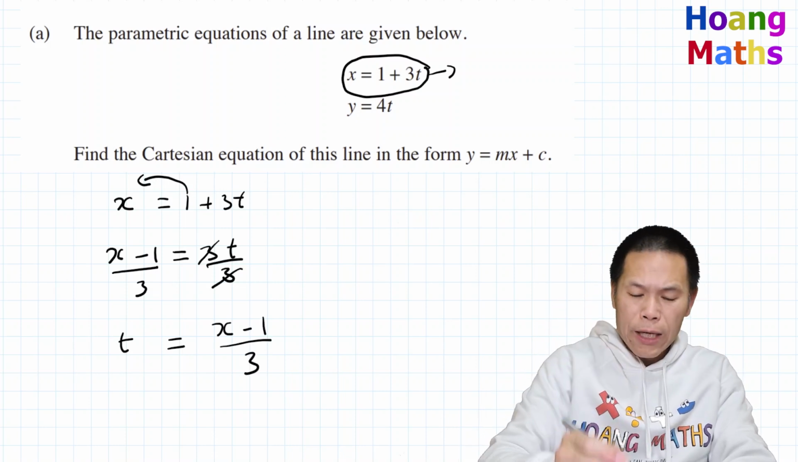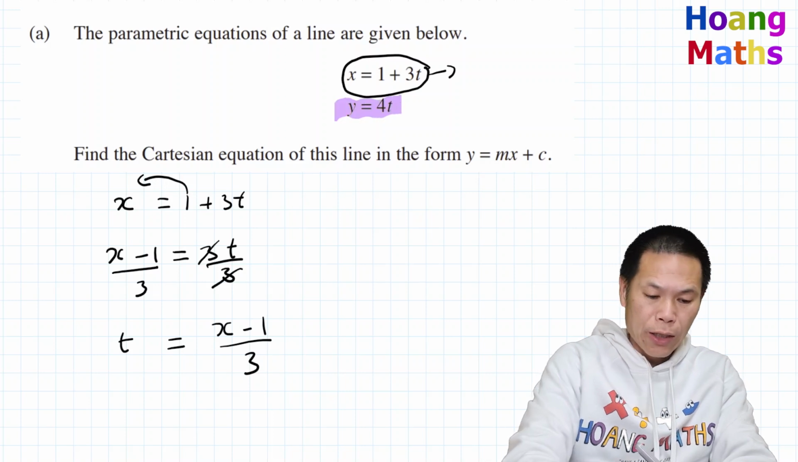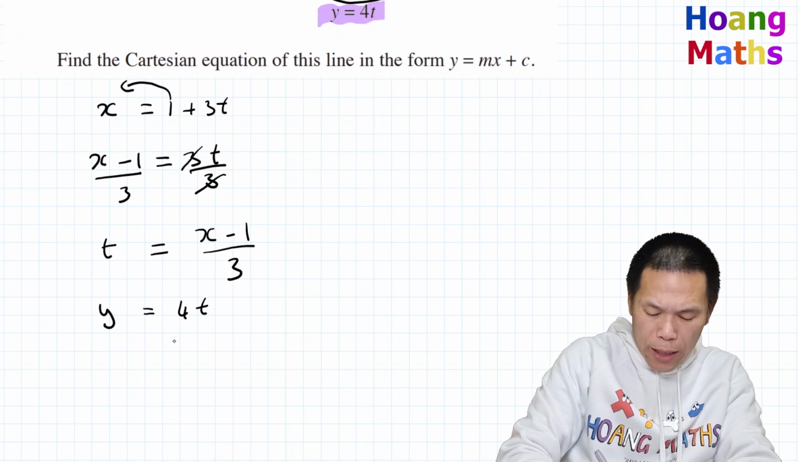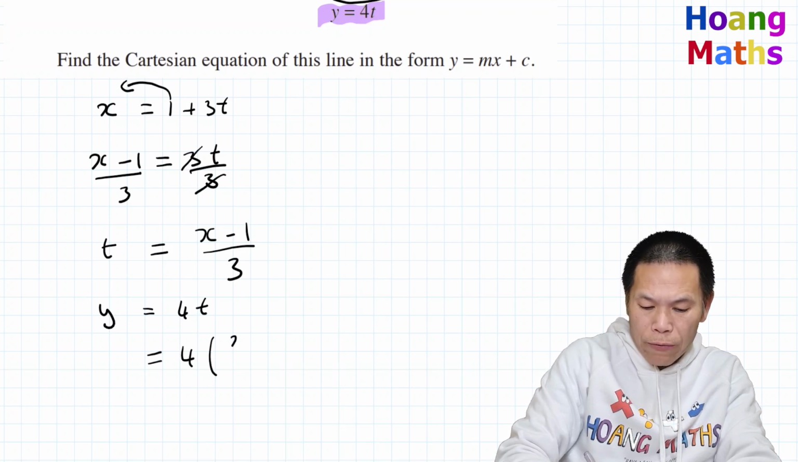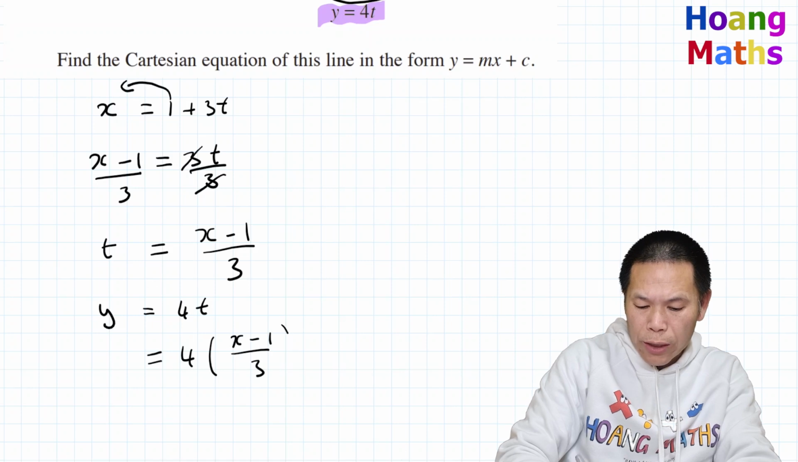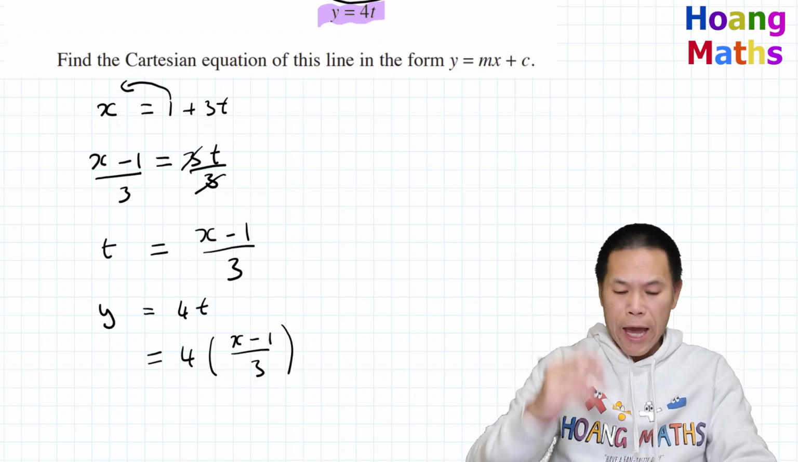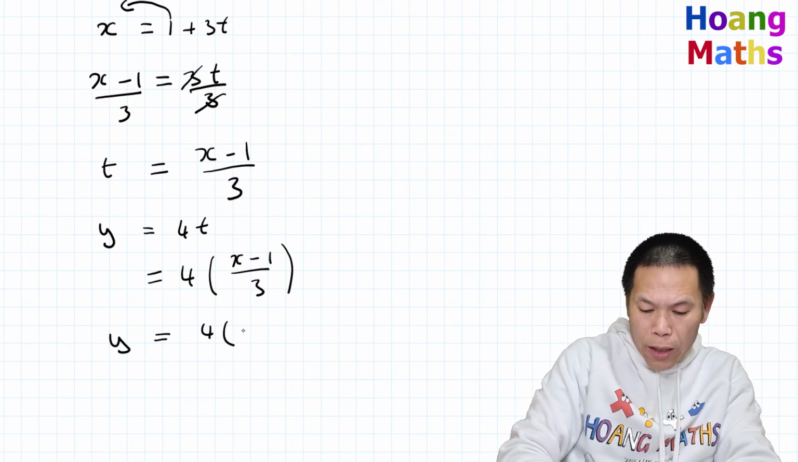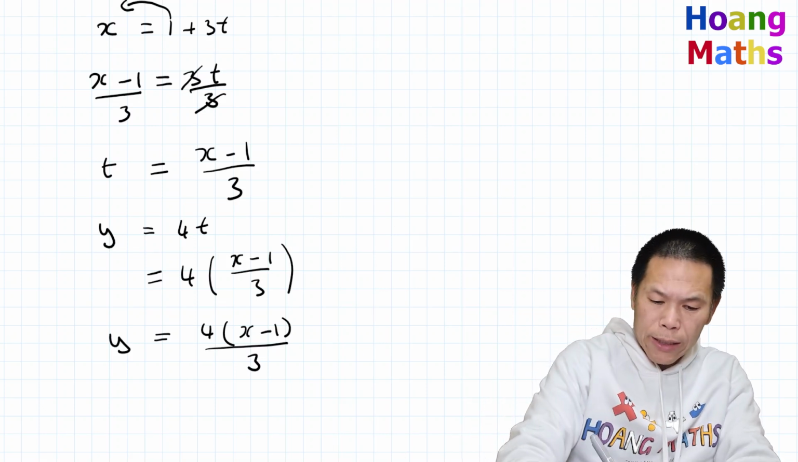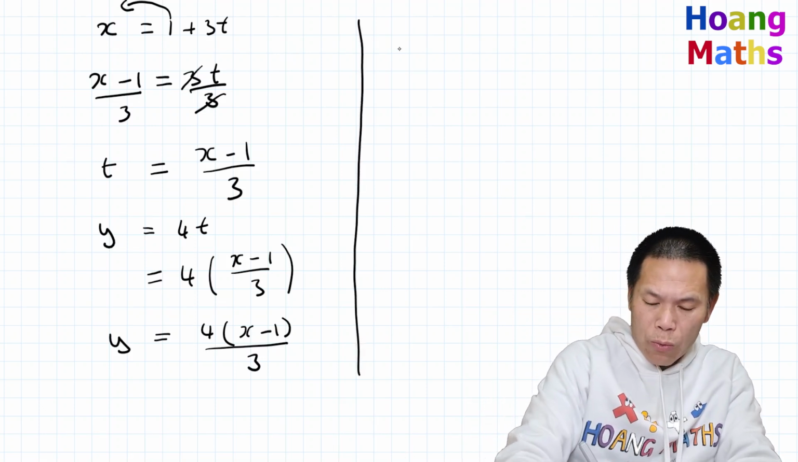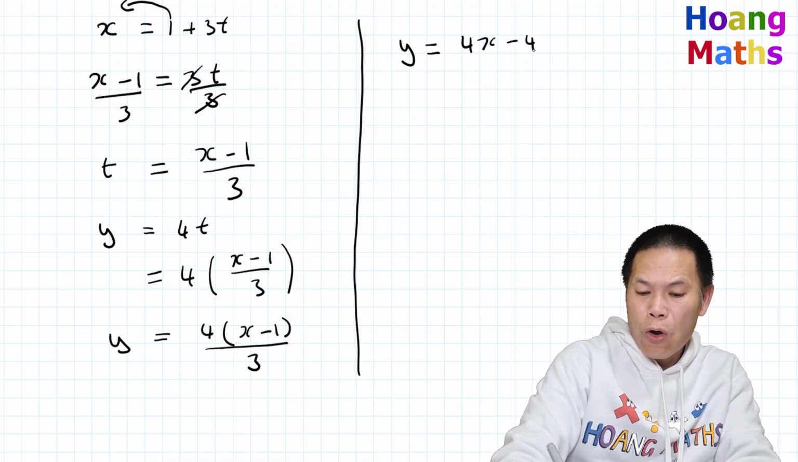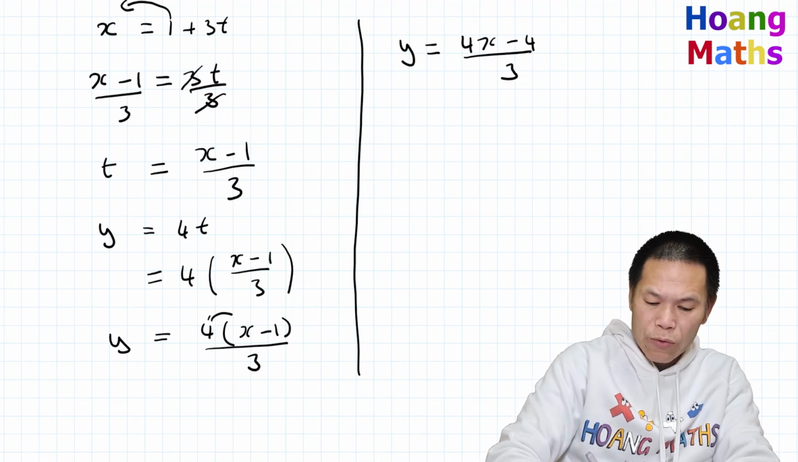And we know that y is 4t. So this means that y is 4t, which gives me 4 lots of (x - 1)/3. So there you go, I can write it as y = 4(x - 1)/3. And I can just remove the brackets, so y = (4x - 4)/3.